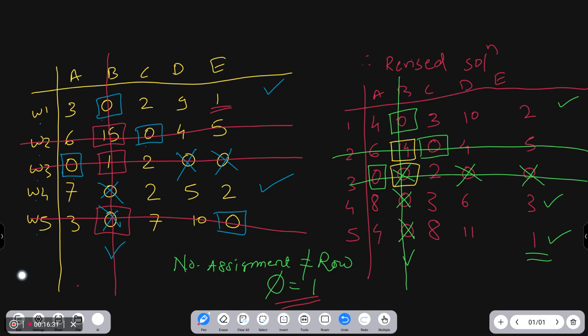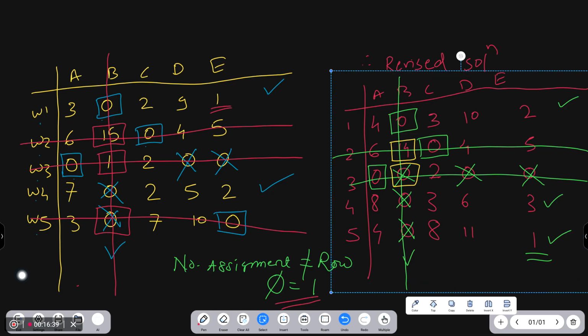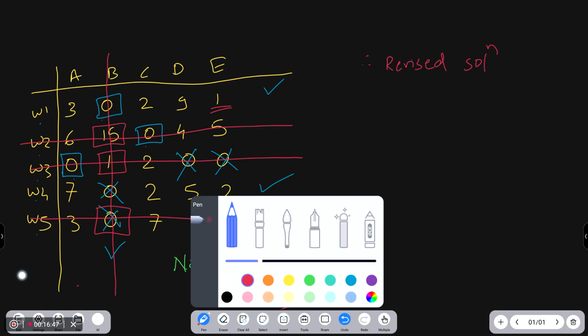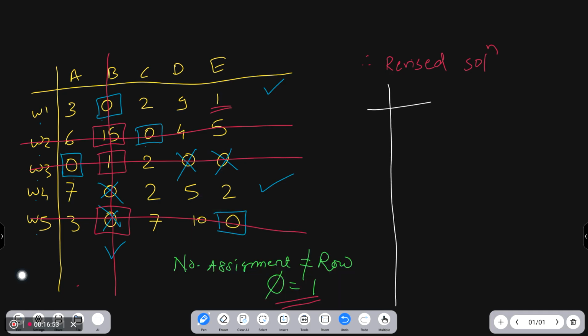And therefore, what will the revised solution be? Theta is 1, right? Draw the table. Now, 3 minus 1 becomes 2. 0 will remain as it is. 2 minus 1 becomes 1. 9 minus 1 becomes 8. And 1 minus 1 becomes 0. 6 will remain as it is.